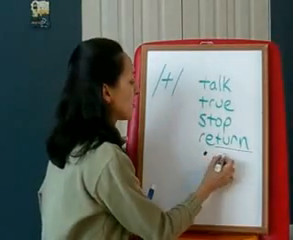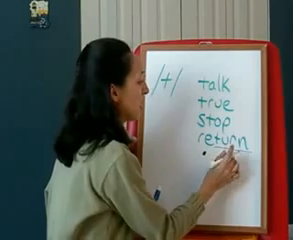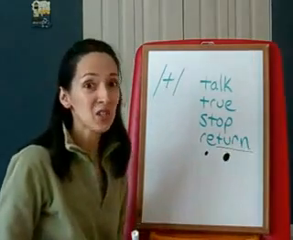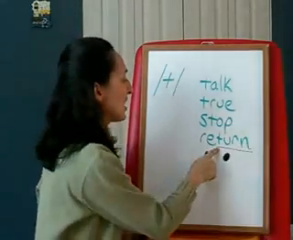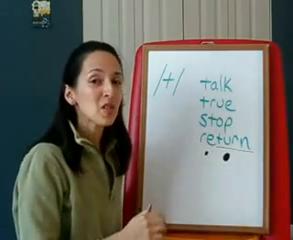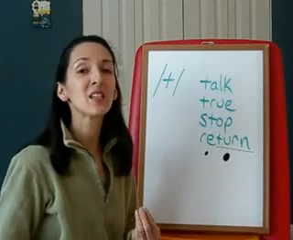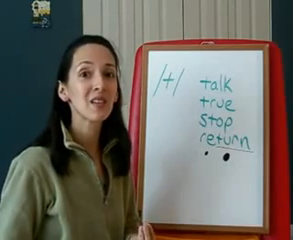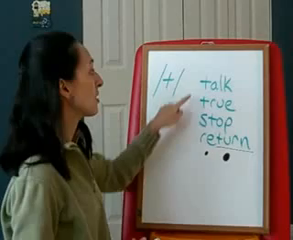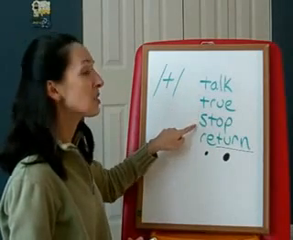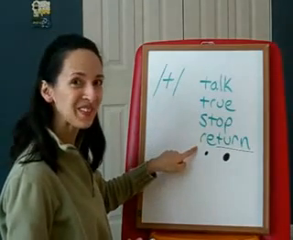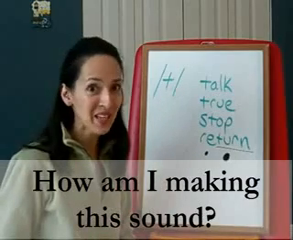Return has two syllables, but it's the second syllable that is stressed. T is at the start of that syllable, so we say return. Again, the true T, t, t, t, is in all four words: talk, true, stop, return. Now, how am I making this sound?